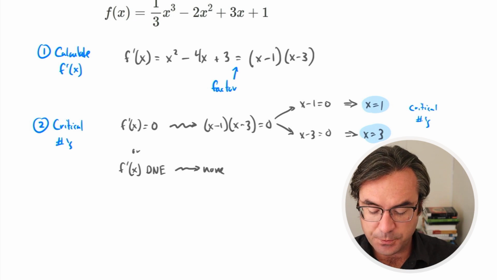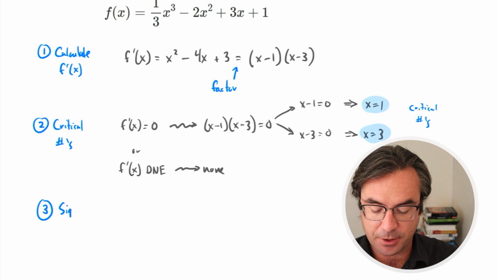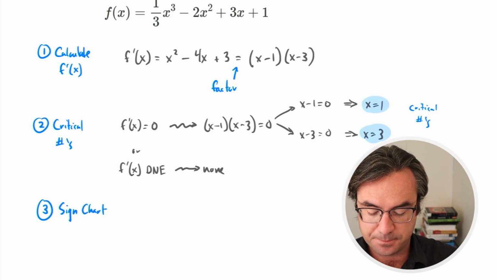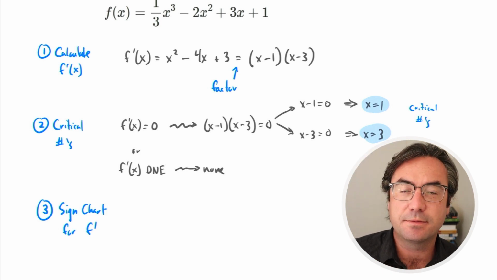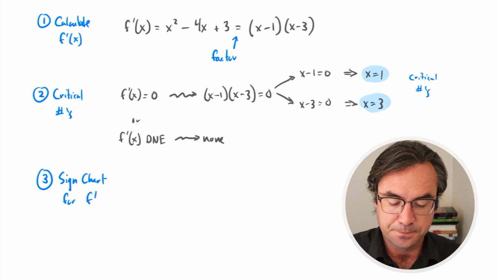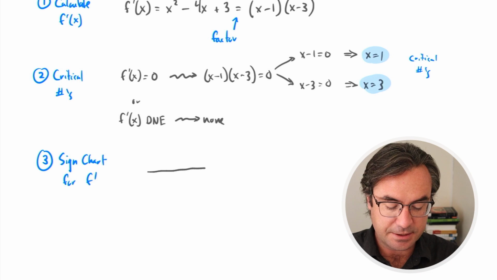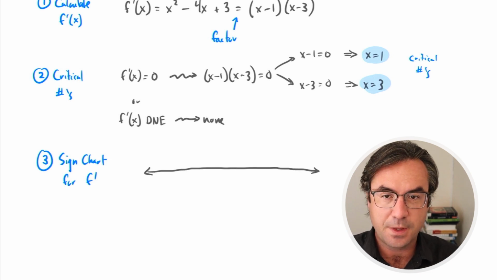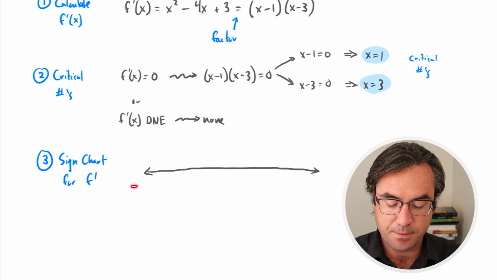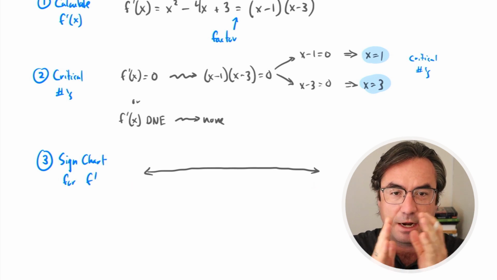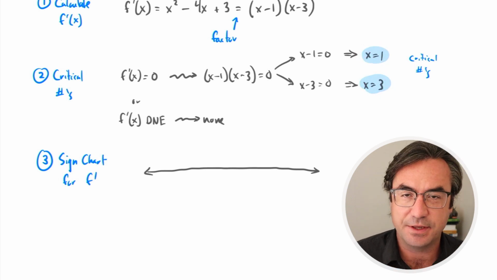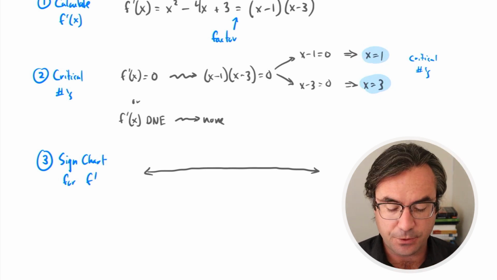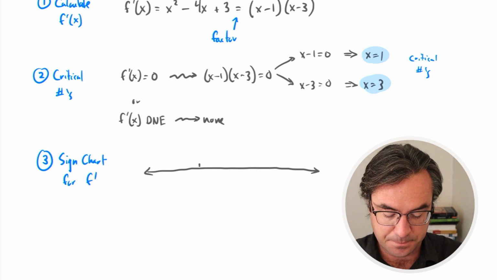So once we have those, then we're going to set up our sign chart for f prime. So the way this works is we're going to start by drawing the x-axis. So let's get our x-axis drawn here. And it goes from minus infinity to plus infinity. So we're drawing the whole thing. And what we're going to do is start by plotting these critical numbers on this number line. So x equals 1, x equals 3. So let's get those plotted.